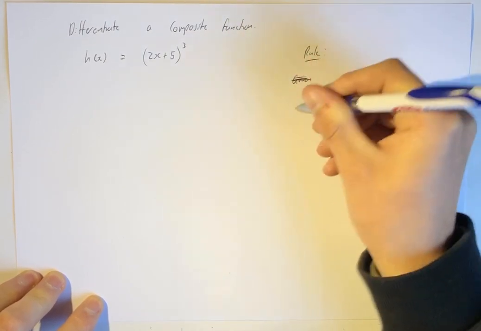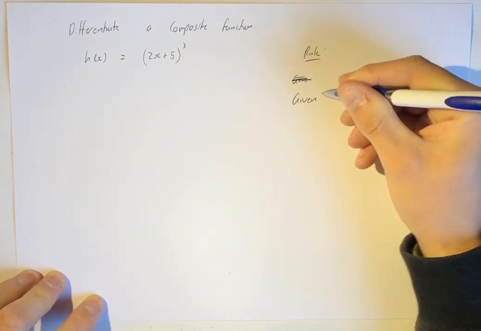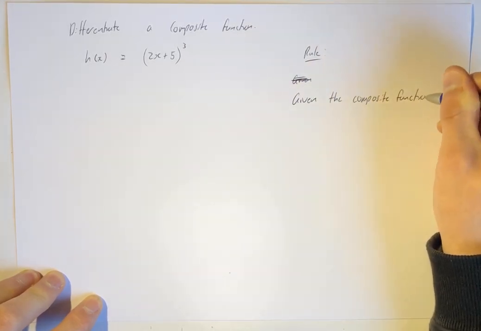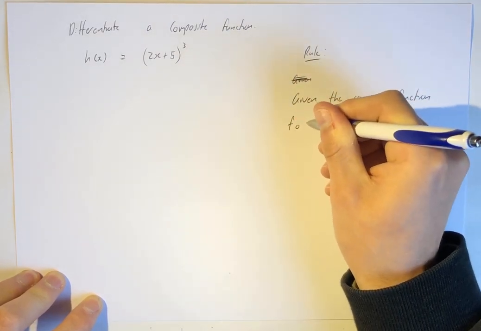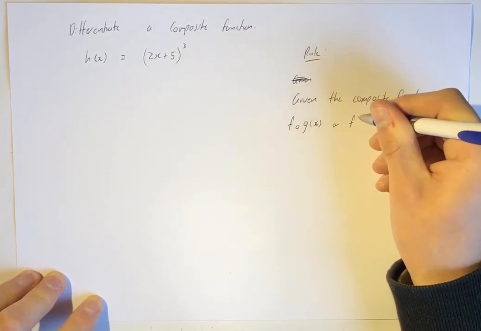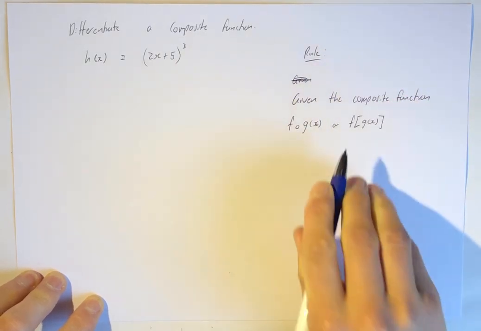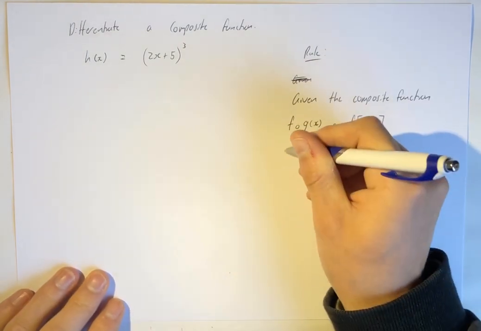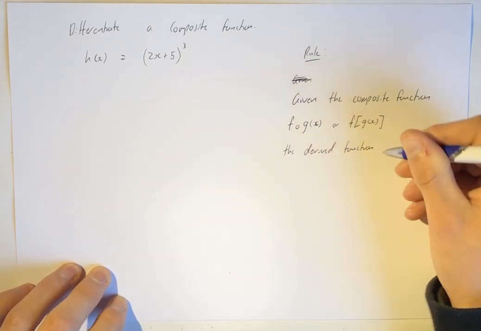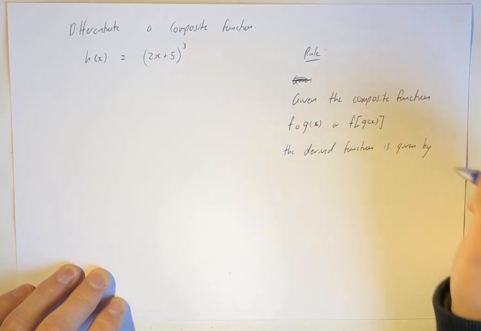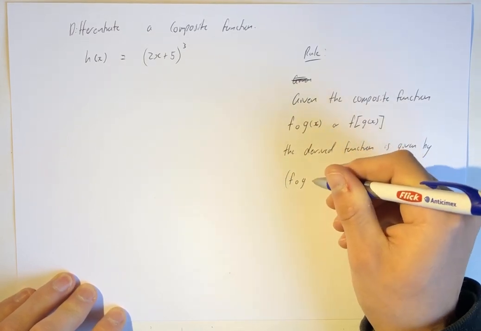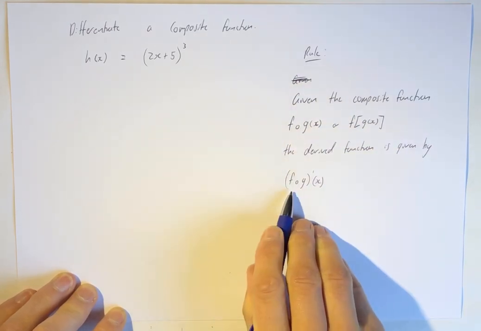Given, okay, I need to write neatly. Given the composite function f of g of x, f composed of g of x, or f of g(x), the derived function is given by, and I might prove this when we get back to school, is given by f composed of g prime of x. So that's just whatever function we're given.